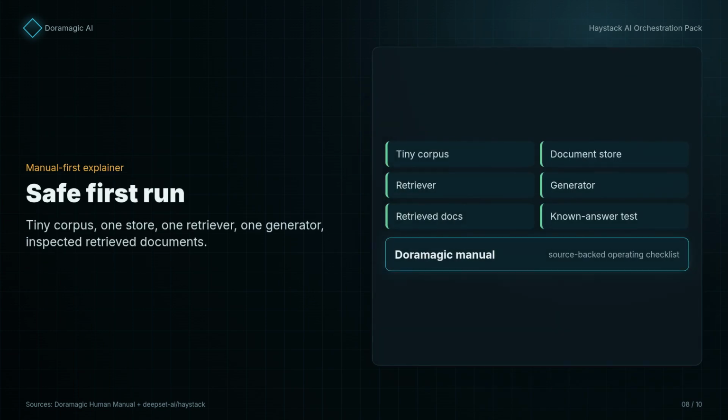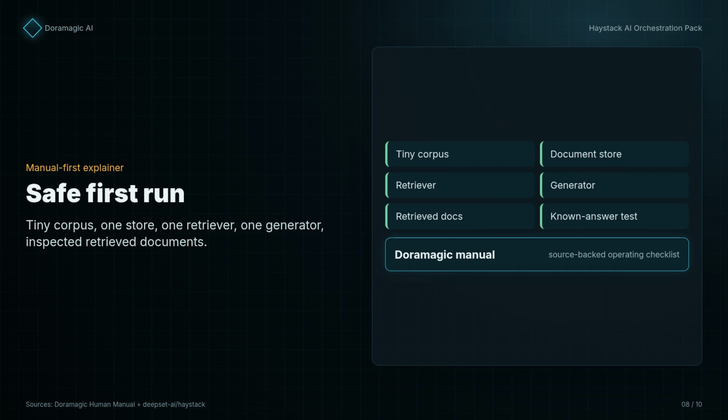The main pitfall is treating RAG as automatic truth. Retrieval can miss the right document. Embeddings can pull near but irrelevant text. Prompts can overstate weak evidence. The answer needs source awareness, rejection behavior, and a test set with known expected answers.